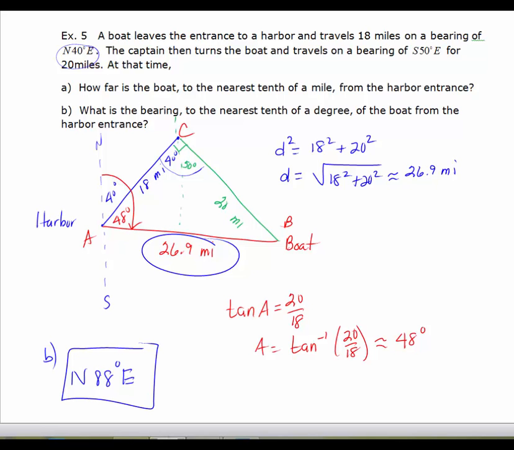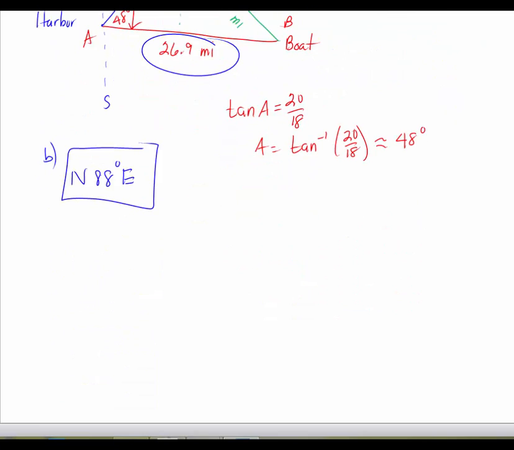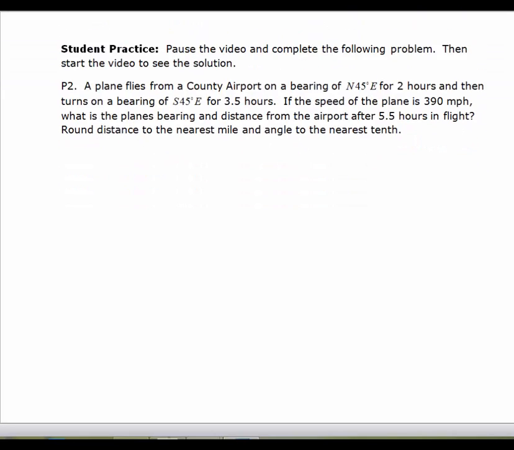Okay, the next problem, I'd like you to pause the video and try one of these problems on your own. This one is a little bit more challenging because instead of telling you how far the boat has traveled, it gives you how long it's traveled and the speed. And so you need to use distance equals rate times time to find the lengths of those sides. But otherwise the problem is very similar.